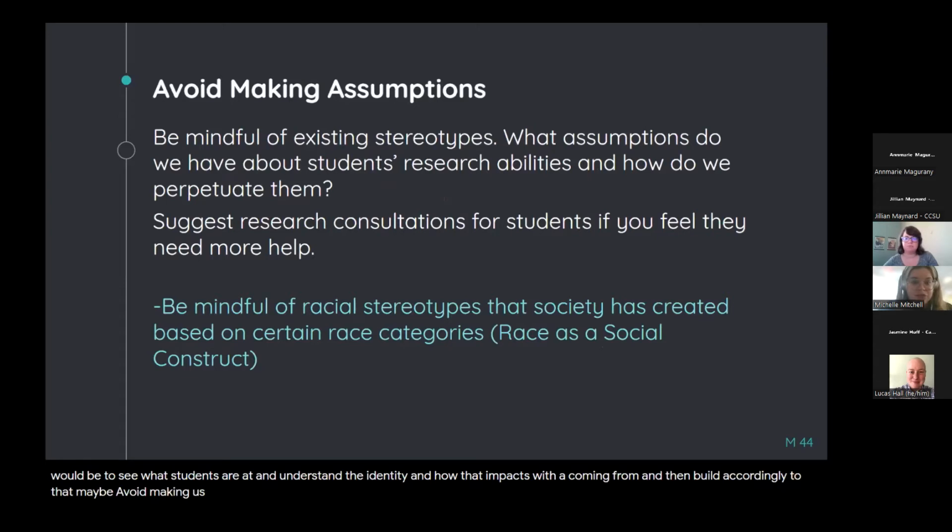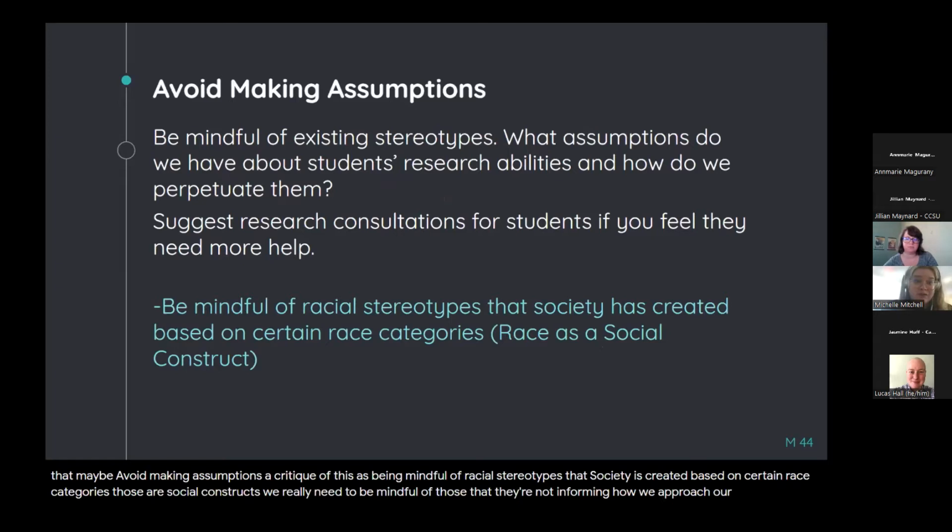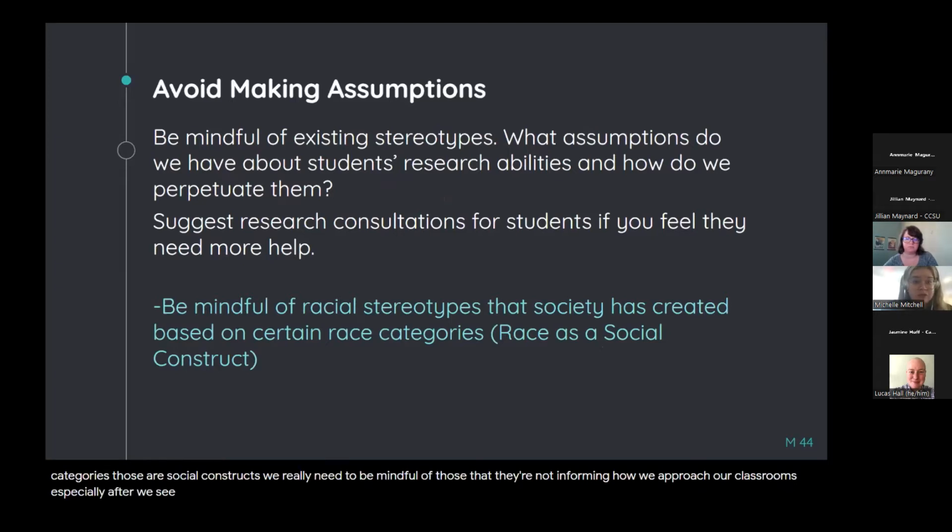Avoid making assumptions. A critique of this is being mindful of racial stereotypes that society has created based on certain race categories. Those are social constructs. We really need to be mindful of those, that they're not informing how we approach our classrooms, especially after we see who's attending our classes.